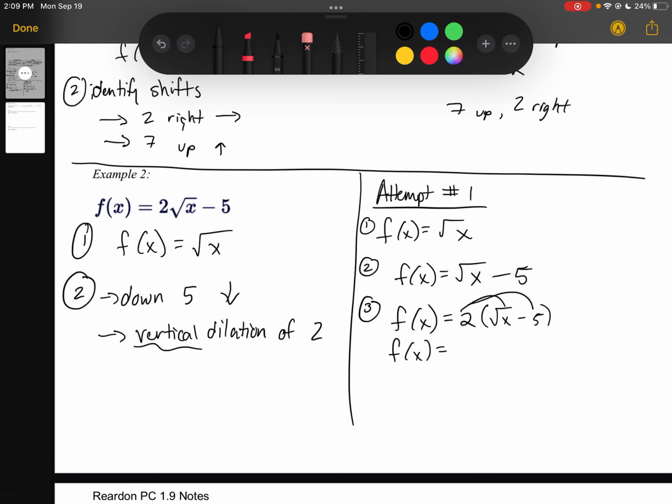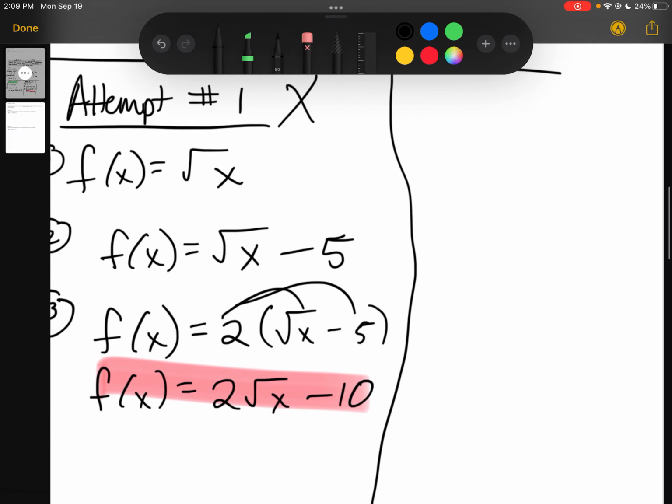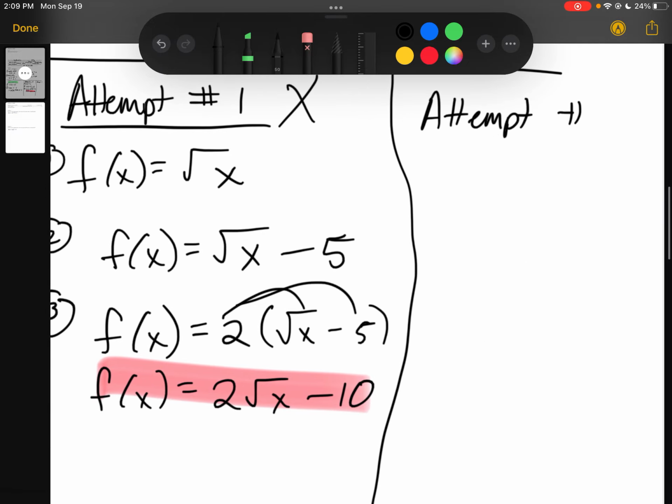So when we do this, we end up with 2 distributed into both terms, 2 root x minus 10. Well, if we take a look at what we just did, and what we started with, they are 2 different things. So unfortunately, going in this order does not work. So sorry, attempt number 1, but you are not what we are looking for today. So we can go to attempt number 2.